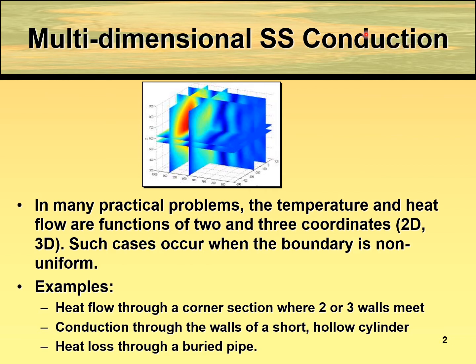So again, it's a heat transfer problem. So we have many practical problems. Temperature and heat flows are functions of 2 or 3 coordinates. So you can either have it in 2D or 3D. Such cases occur when the boundary is non-uniform. So you can have problems related to heat flow through a corner section where 2 or 3 walls meet, conduction through the walls of a short hollow cylinder, or heat loss through a buried pipe. Right. So all this involves multi-dimensional steady state conduction.